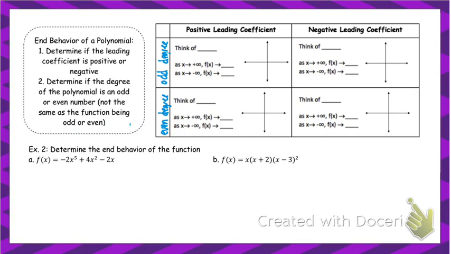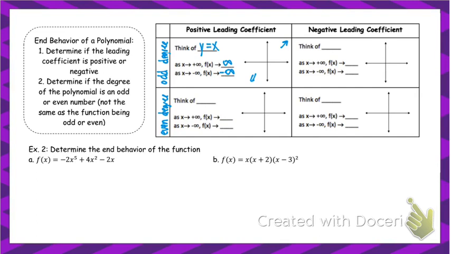Okay, so this little chart is not something you need to memorize. You just need to think about the things that we're putting in here. If it's a positive leading coefficient and an odd degree, think about the simplest polynomial that you know with an odd degree and a positive leading coefficient. Probably y equals x. Then think about what the ends of y equals x look like. Up to the right, down to the left. So to fill in that end behavior: as x approaches infinity, y approaches infinity, and as x approaches negative infinity, y approaches negative infinity.